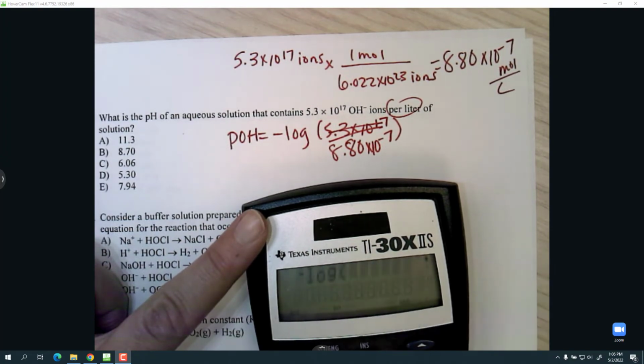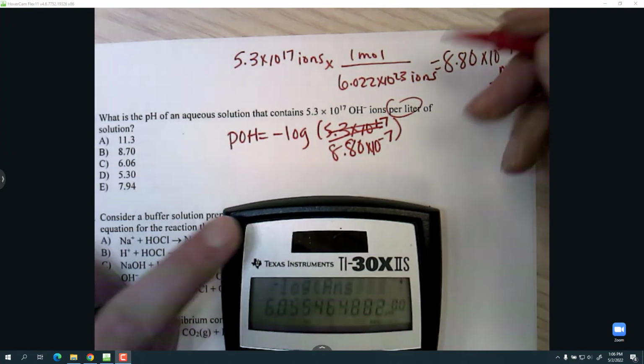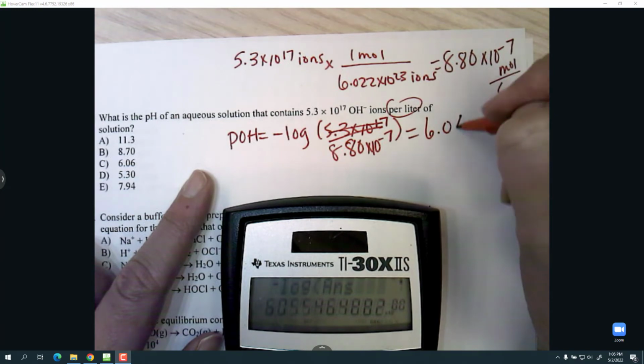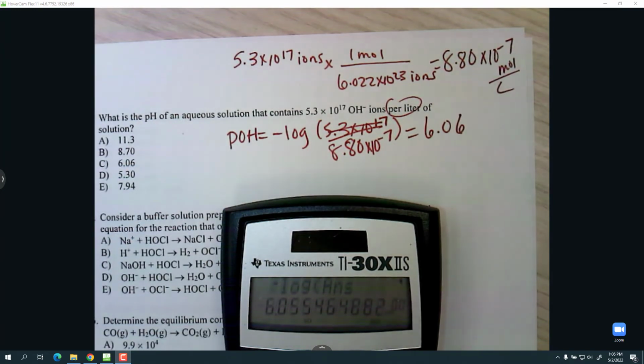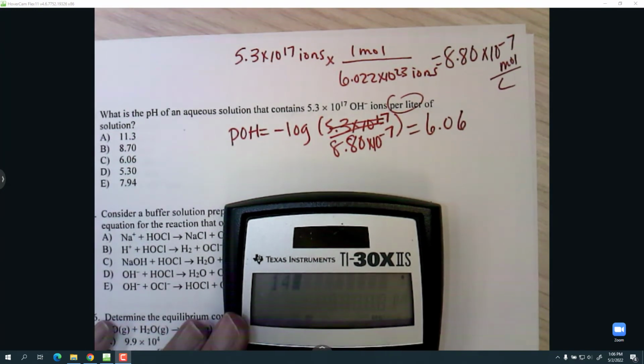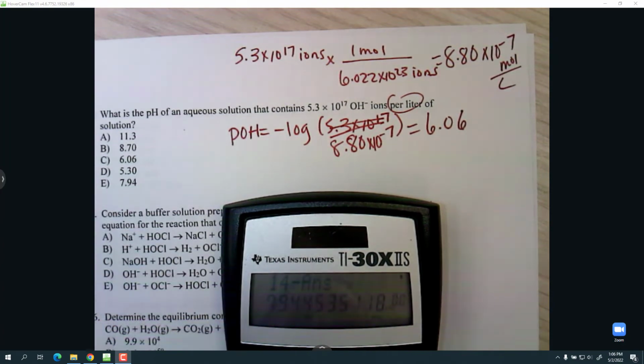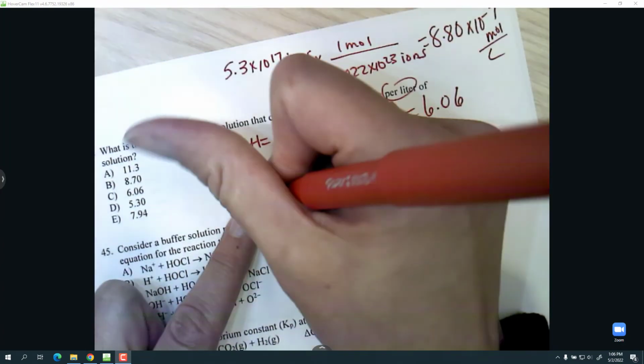Minus the log of that. That's the pOH, so then I just subtract from 14 to get the pH, so 7.94.